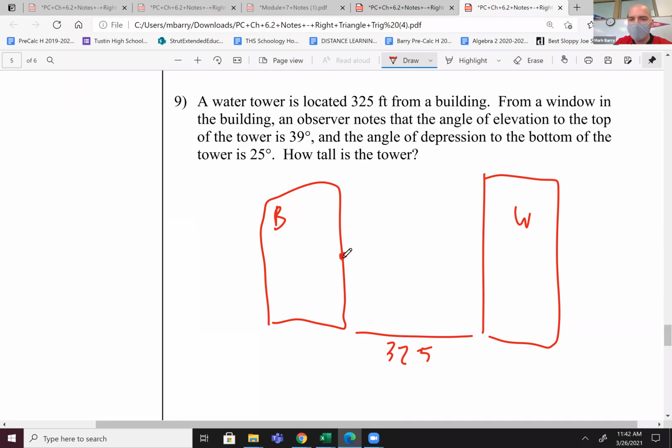And so I'm going to draw a line right here, and then he has an angle of elevation to the top, and then he has an angle of depression down to the bottom. So the angle of elevation, remember, is from the horizontal up. So that is right here.